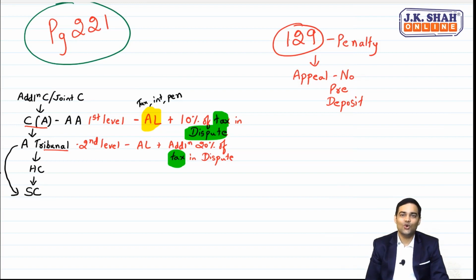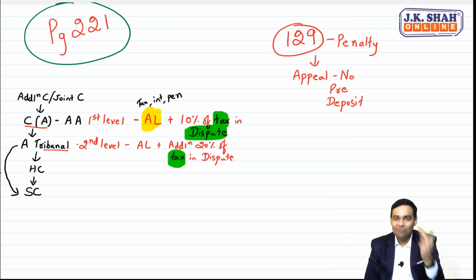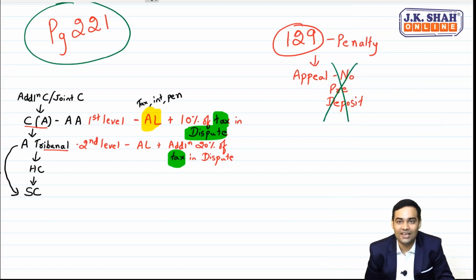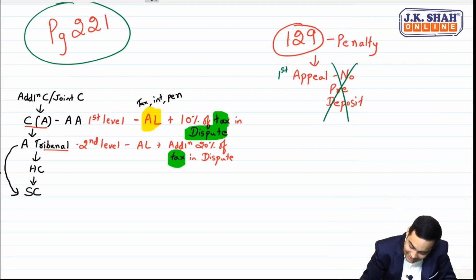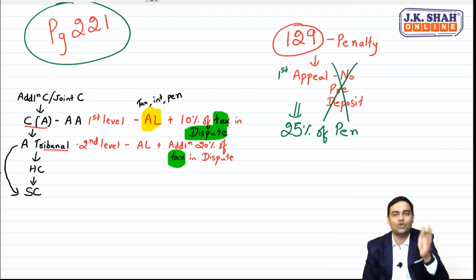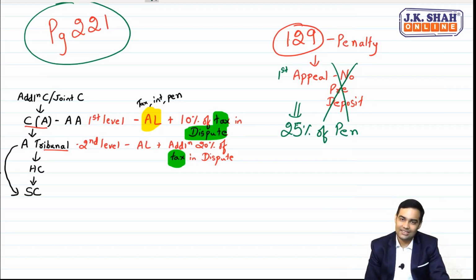But how can you go to seek justice without depositing anything? And government therefore brought a change. What is that change, sir? The change is, if you are going for appeal against penalty, then you have to deposit 25% of penalty. Obviously, it is subject to the maximum amount of 25 crores in first level.